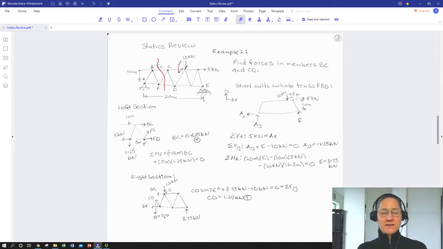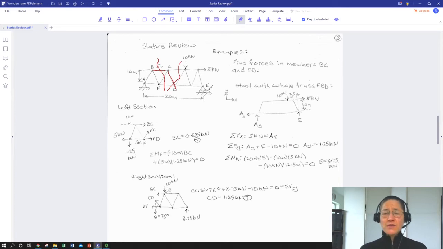And in this case, I believe we've cut them like that. Those are our two sections. So in this case, we're asked to find the forces in members BC and in members CD. So given that we didn't need to solve the whole truss, we only needed to find the forces in these two members, the method of sections really makes more sense.